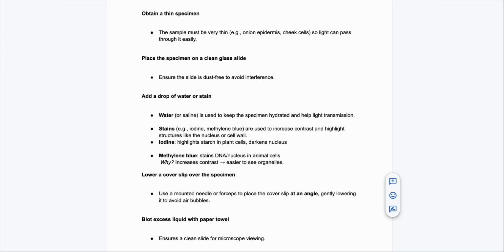So the specimen has to be thin so that light can pass through it, because if it was thick it would block the light, and the image through the microscope would just be dark and unclear. So the thin sample makes sure that you can see the structures of the cells through the microscope. You place the cell on a clean glass slide, usually using forceps, which are like tweezers. So you put that onto the glass of the microscope.